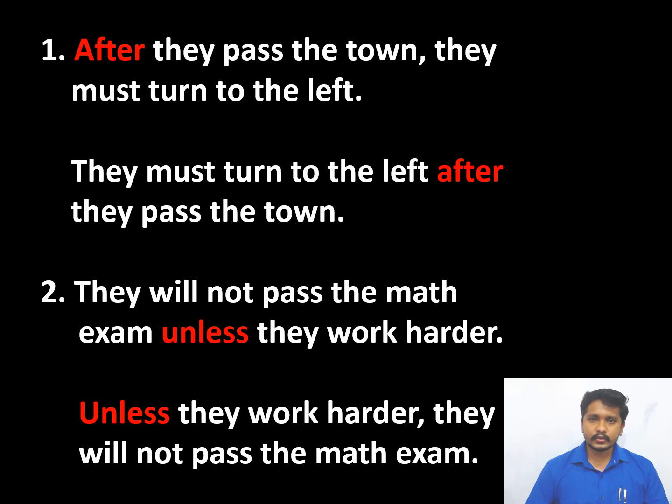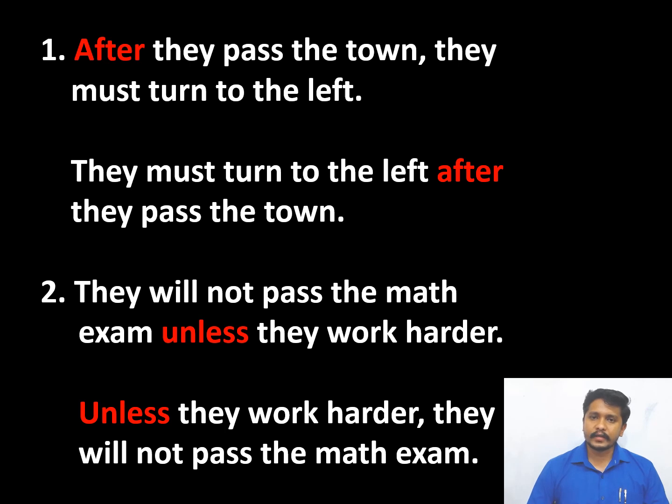So unless is used in the middle of the sentence, so there is no comma, because first we used the independent clause. When we use the independent clause first, we are not putting any comma because the conjunction is used in the middle. Unless they work harder, they will not pass the math exam.